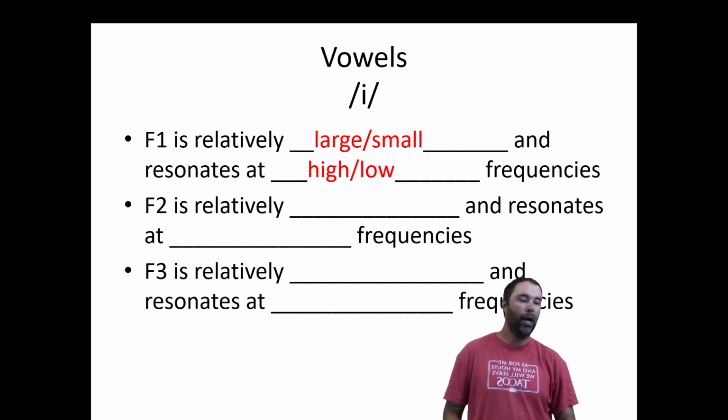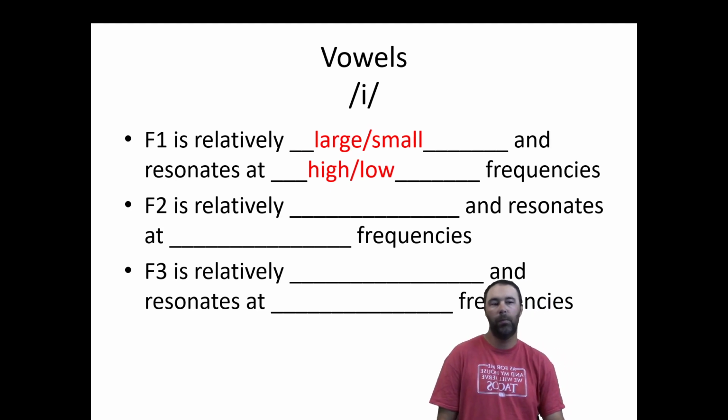All right, so now I've dropped my tuba and picked up a trumpet, so I'm going to have higher frequencies. Okay, F2 is relatively small and resonates at higher frequencies. Right? F3, it's an unrounded vowel. If we have an unrounded vowel, for our purposes, F3 is going to be small. F3 is relatively small and it's going to resonate at relatively high frequencies.